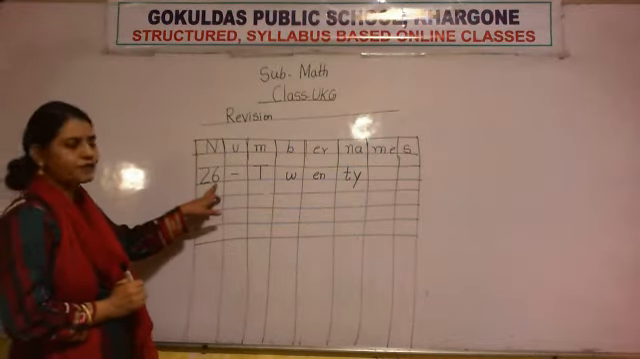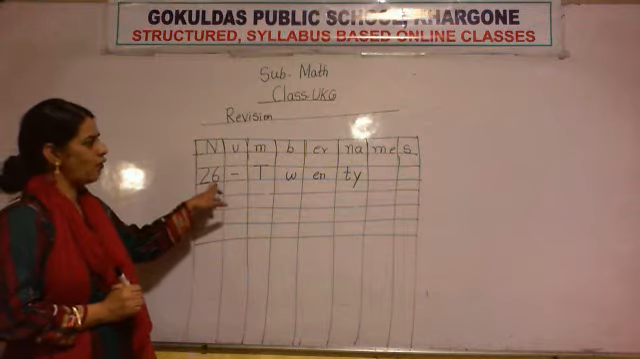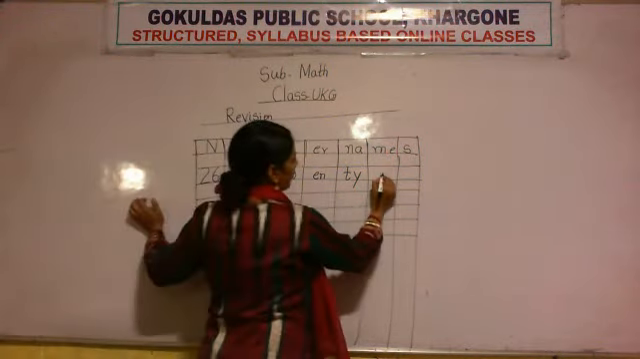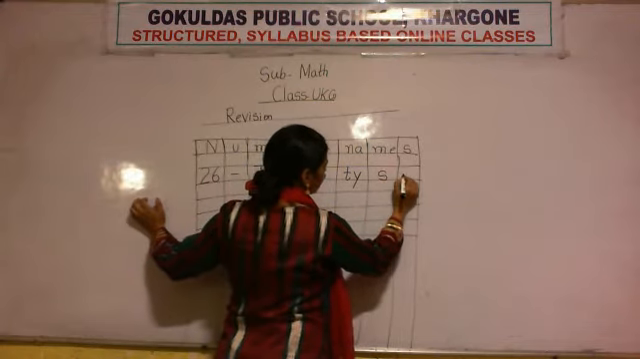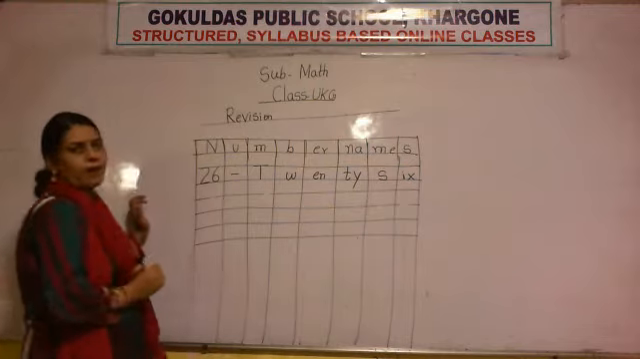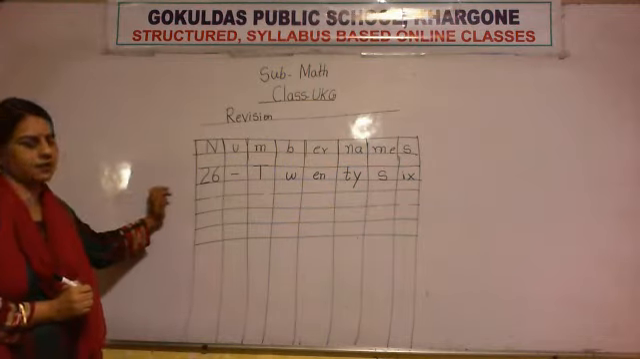So what is written here after 26? What do I have to write after 20? The spelling of 6. SIX, 6. So this is the spelling of 26.